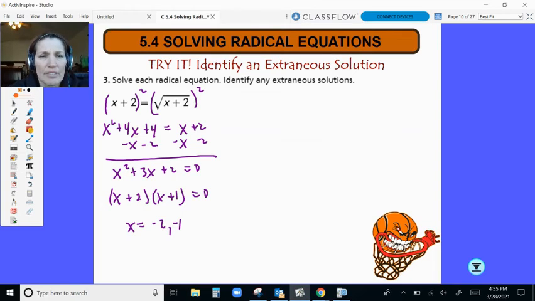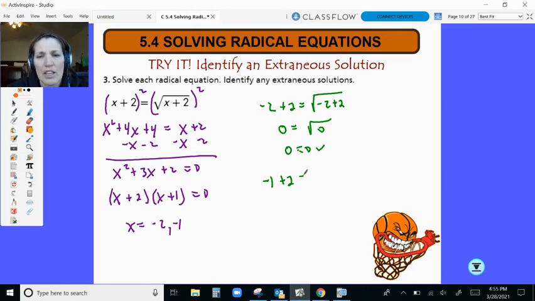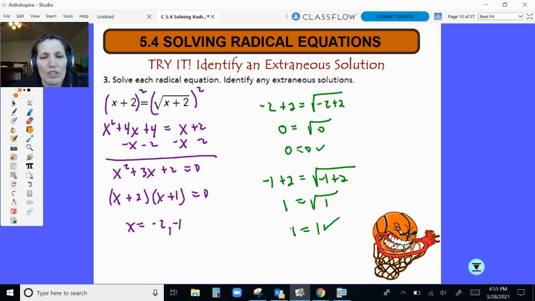Now let's go ahead and check that. We have negative 2 first, so negative 2 plus 2 equals the square root of negative 2 plus 2. This is 0 equals the square root of 0, which is 0 equals 0. So that works out. Now negative 1: negative 1 plus 2 equals the square root of negative 1 plus 2. This is 1 equals the square root of 1, which is 1 equals 1, which also checks out. So both of these are solutions to my radical function.